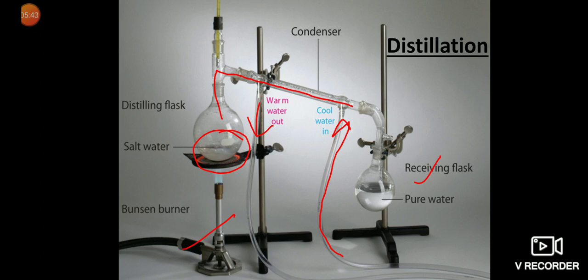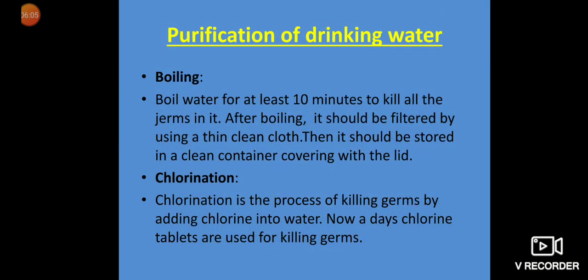Now evaporation and distillation are not the ultimate process of removal of impurities. Impurities like germs and suspended particles are also there. So germs should be killed before taking the water as drinking water. So how to remove the germs? The next step is purification. By boiling and chlorination, these two processes can be followed to purify drinking water in our home.